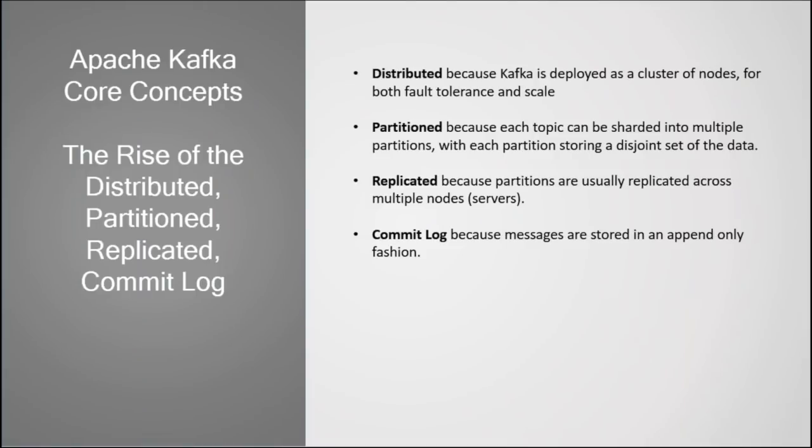So Kafka is a distributed, partitioned, replicated commit log. Distributed because it's deployed as a cluster of nodes, just like RabbitMQ often is. It's partitioned because each topic can be sharded into multiple partitions, and each partition stores a separate set of the data. Each partition can be replicated multiple times to give resiliency, and it's a commit log because each partition is an append-only log.